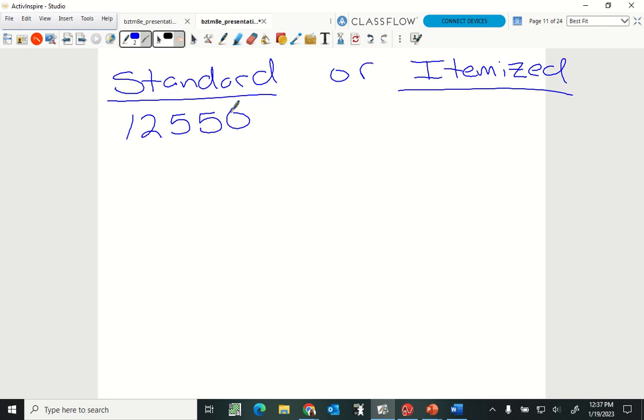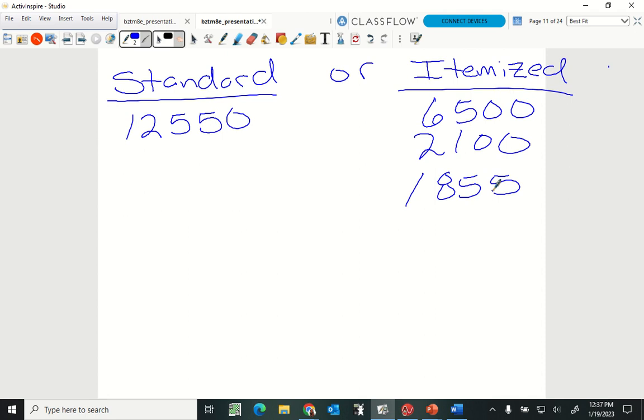Now, let's look at the itemized. What he's going to take away if he has itemized? Mortgage, property. Okay, so what was the mortgage? It was 6,500. 2,100 on property tax. What's the next one? And the 1,855 estate. And then 3,000 to charity. Yep.